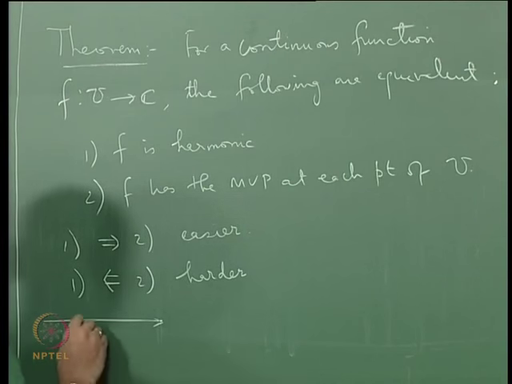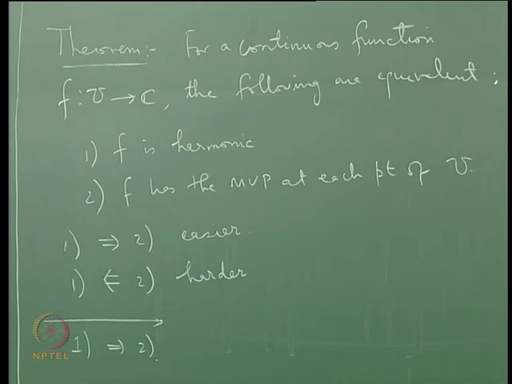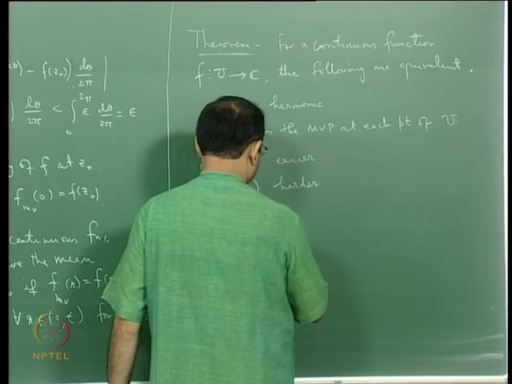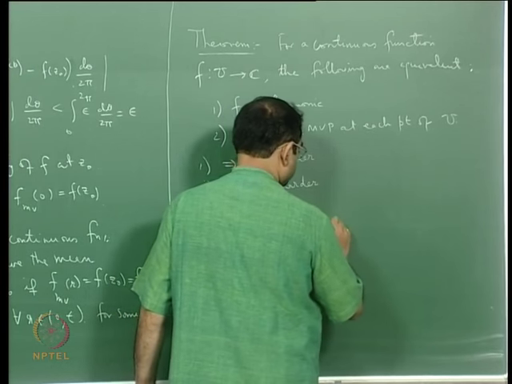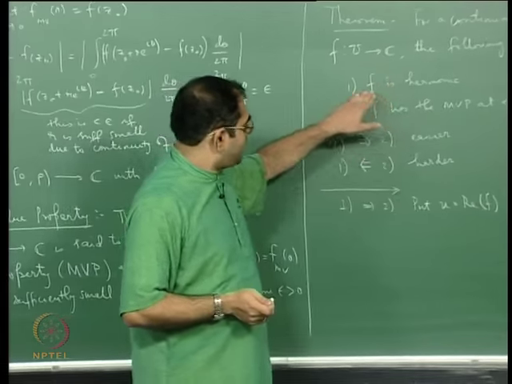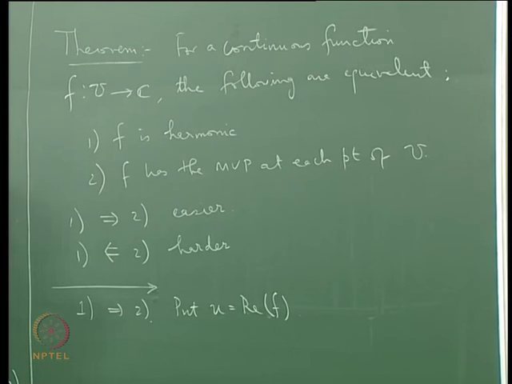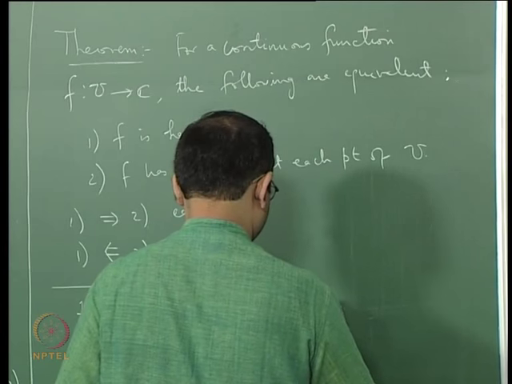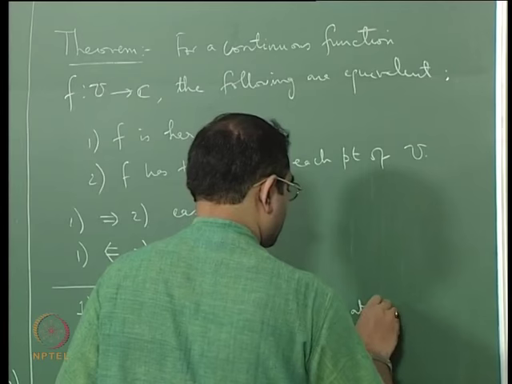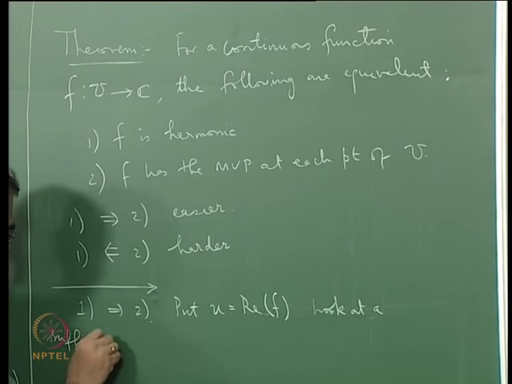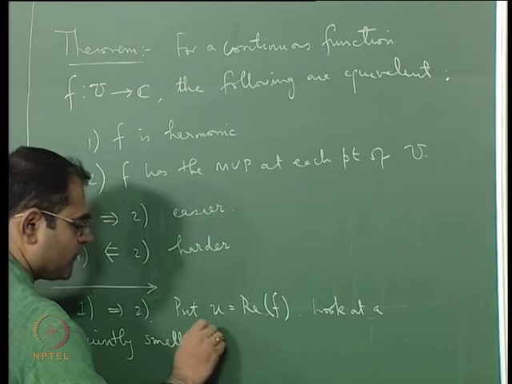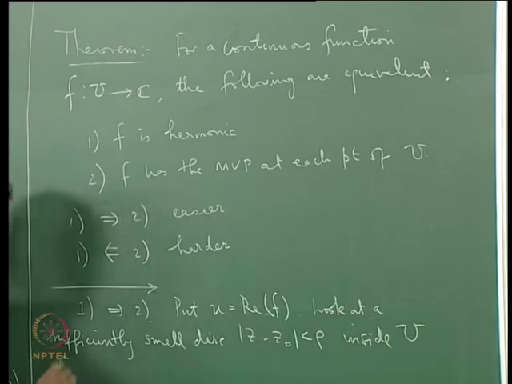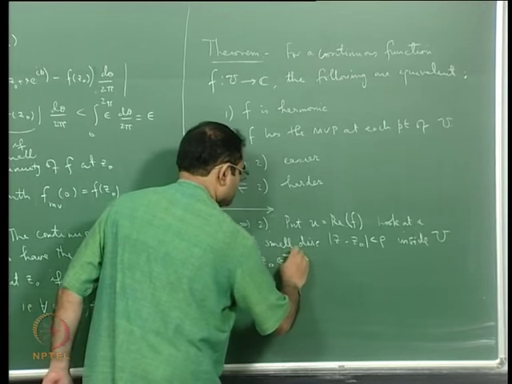For one implies two, of course I am going to use some complex analysis to do it. So what I am going to do is put u equal to the real part of f. Mind you, I am assuming f is harmonic. And I am just going to look at a sufficiently small disk, mod z minus z naught less than rho, inside U, for given z naught in U.